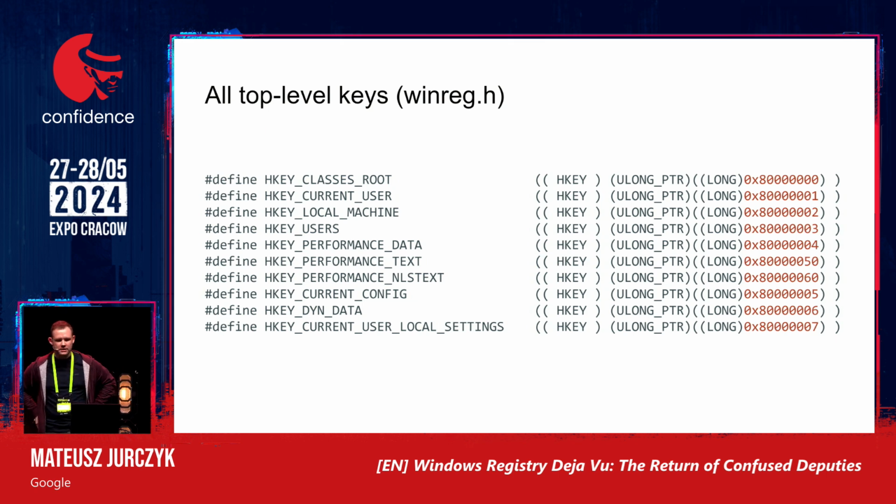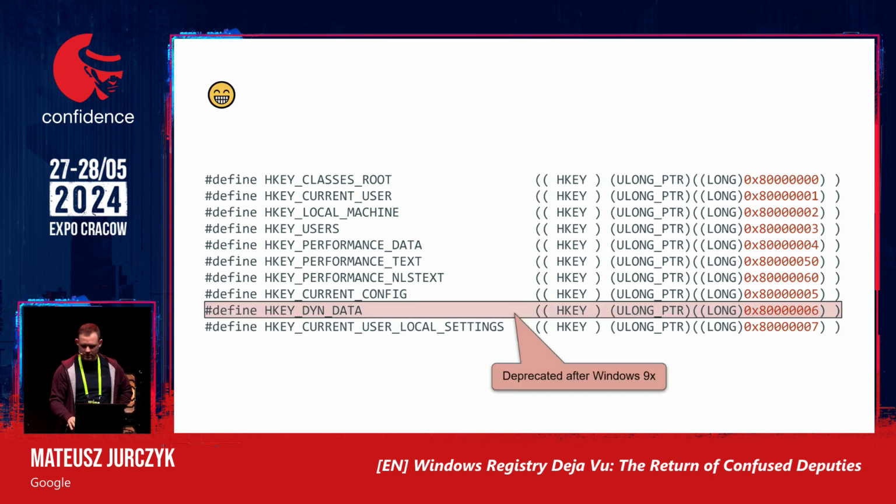For the complete list of top-level keys that exist, we can go to the winreg.h header, and they have definitions of all of the keys that exist. And you can see that there are quite a few of them, like around 10 or something. So it should be fine, right? There are many options to choose from. And you can pay attention to the title of the slides, how my face was changing when I was analyzing it. So let's start analyzing what could be useful or not.